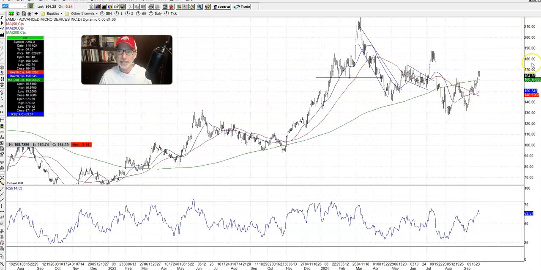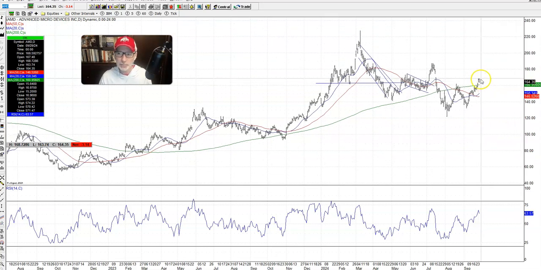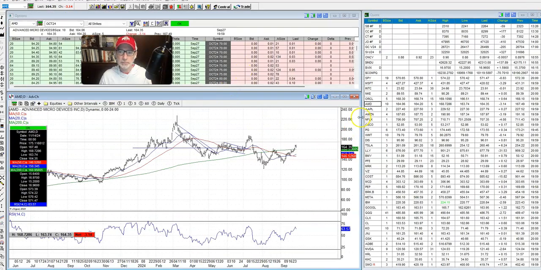So I think AMD could finally get its mojo and start to work its way back up to all-time new highs, which was way back here. So keep an eye on AMD for longer-term bullish movement.